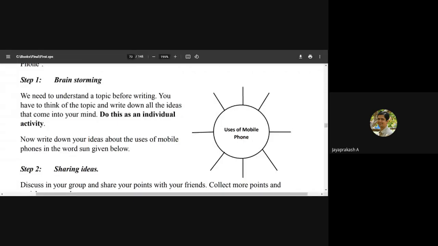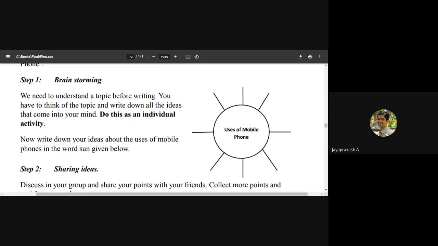Does not matter. Even if you have just 2 or 3 ideas, we have to draw them as rays of the sun. In fact, it is not the number of ideas that matters, it is the way in which you write the paragraph that is more important. So even if you have very few ideas, if you can present those ideas in a neat manner, that is a very good way of writing a paragraph.